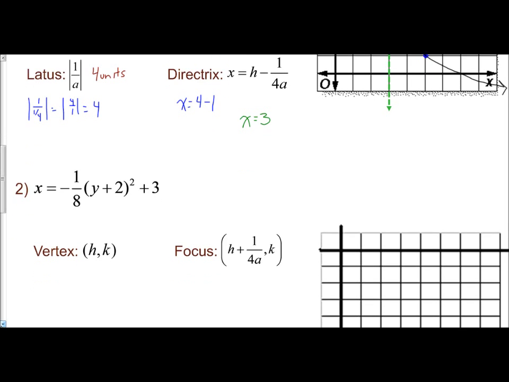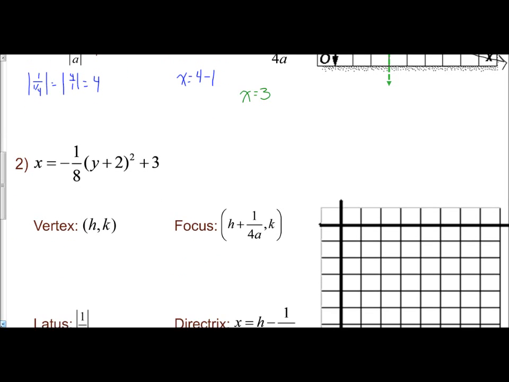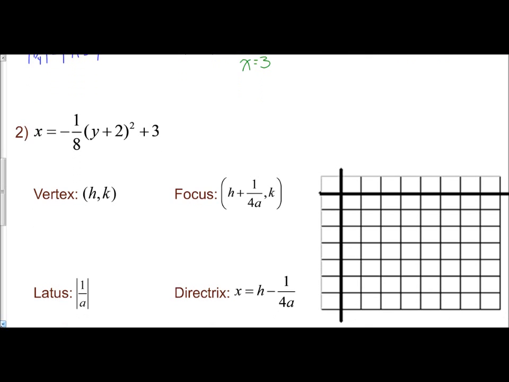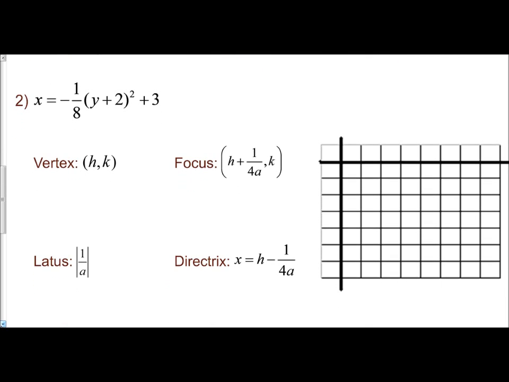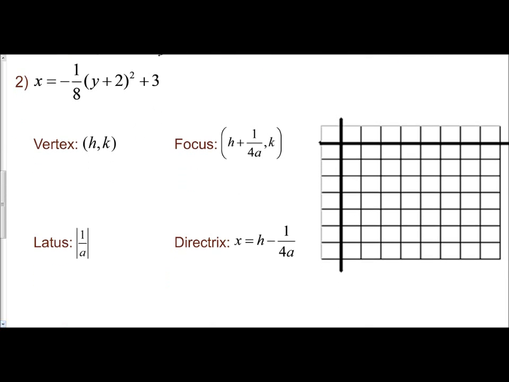Here we have x equals negative 1/8 times the quantity y plus 2 squared plus 3. When I take a look at it, I can see it is in standard form already. Here, a is negative 1/8.